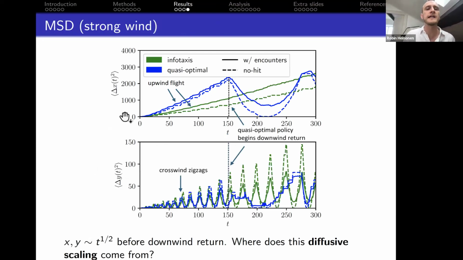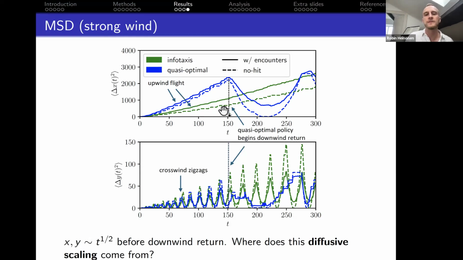We can be a little more quantitative, and here we look at the mean square displacement over trajectories. The solid curves are ensembles of trajectories with encounters. The dashed lines are what you get from the no-hit trajectory. You might notice that they correspond very neatly, which underscores the fact that the no-hit trajectory is playing an outsized role in the ensemble.